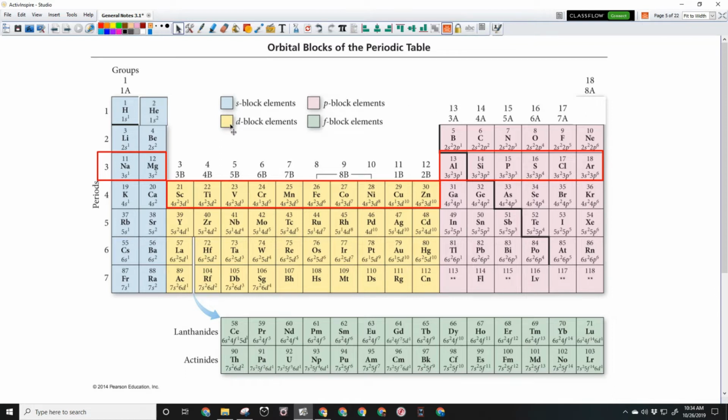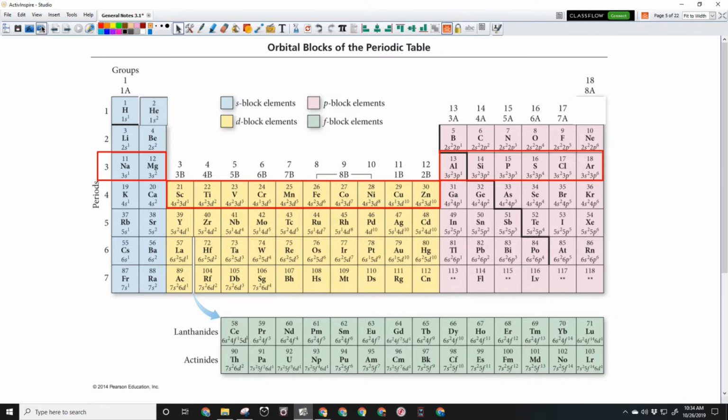Then your D block elements, these are the transition elements that are right here in this center, this dropped down area that's in the middle of the periodic table. And we can see that we have 10: 1, 2, 3, 4, 5, 6, 7, 8, 9, and 10.